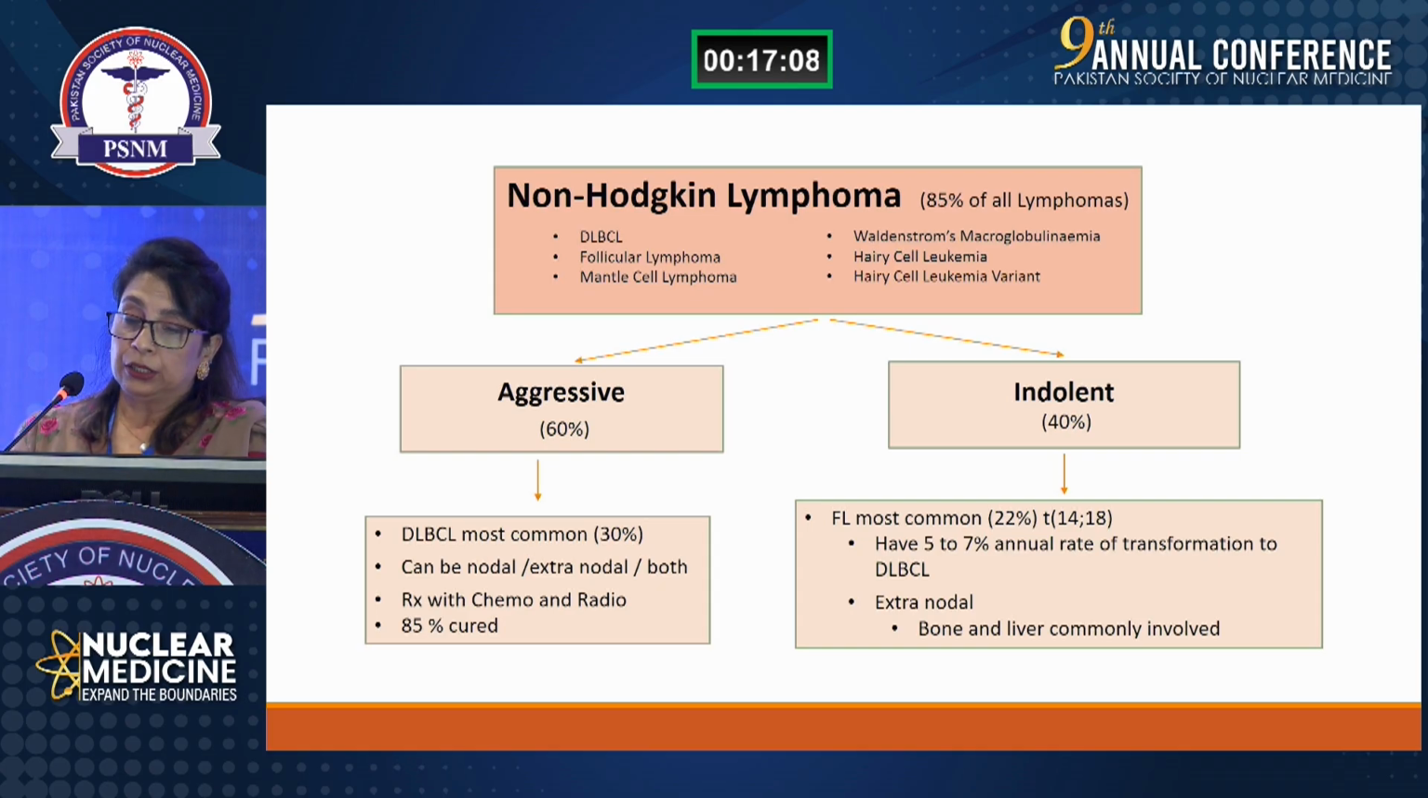The indolent ones are the 40%, of which the follicular lymphoma is about 22%. It has the translocation of the gene 14 to 18. And they have a 5 to 7% annual rate of transformation to DLBCL. Extranodal involvement can happen, and bone and liver involvement is commonly encountered.